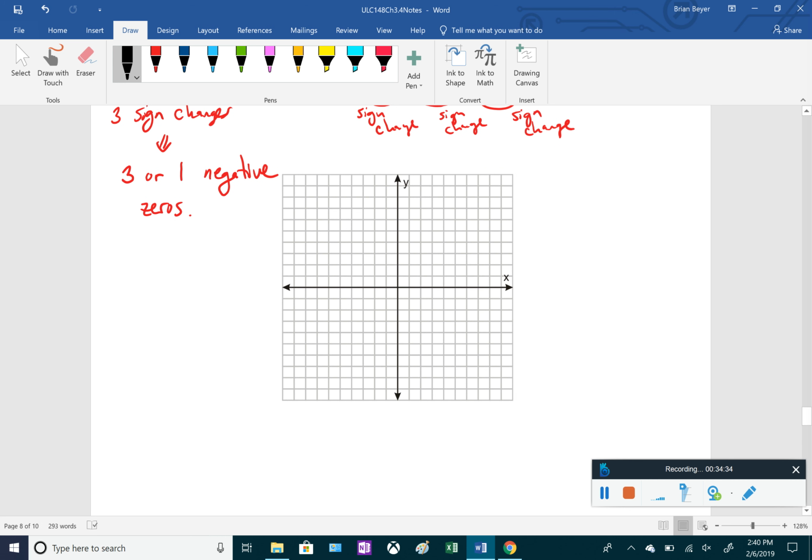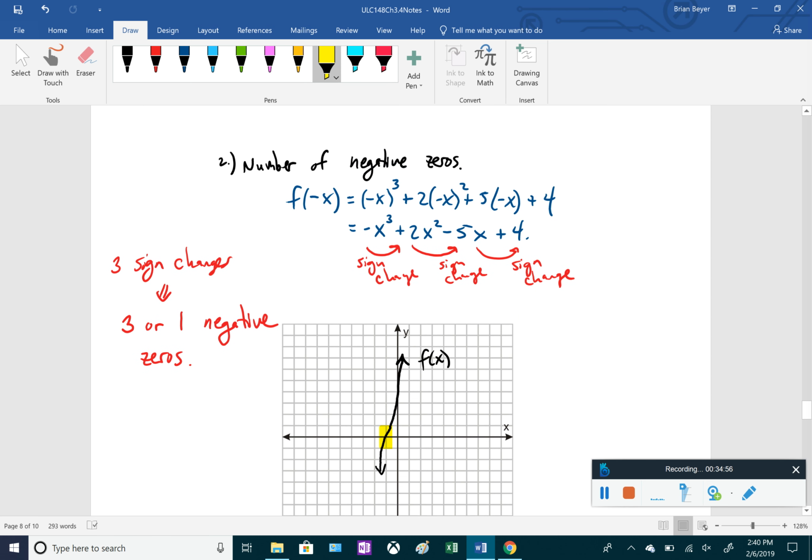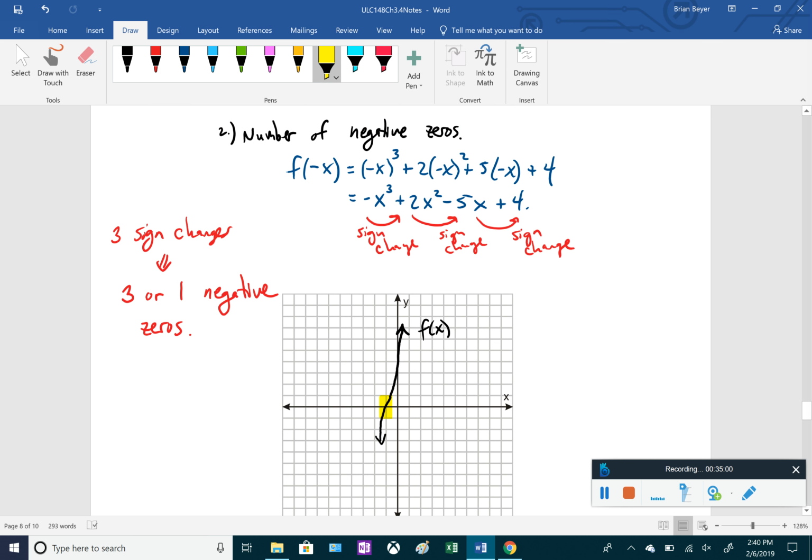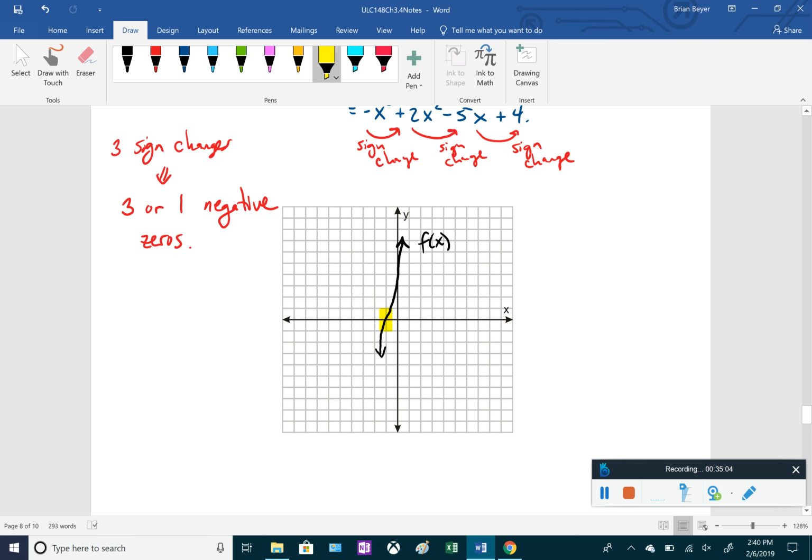So what this actually looks like is going to be something like that. This would be our function f of x. As we can see, we have one x-intercept, and it's at negative 1. So we have no positive x-intercepts, which is what we said. And we said we're either going to have 3 or 1 negative x-intercepts, and we do have 1.